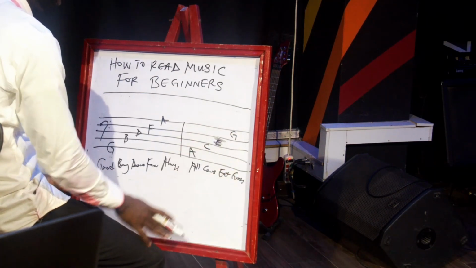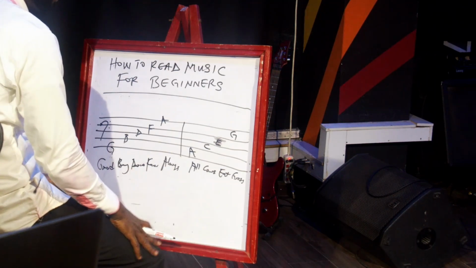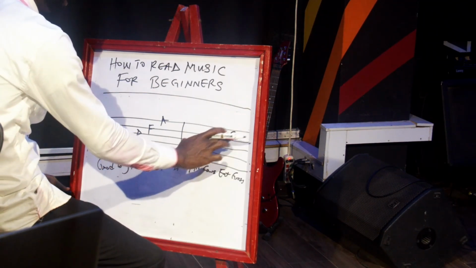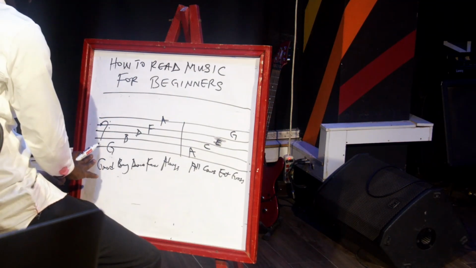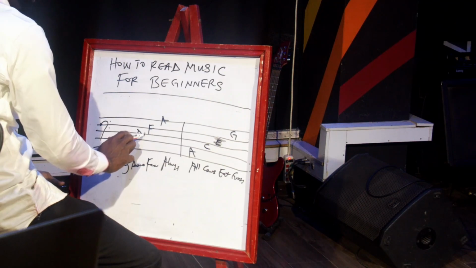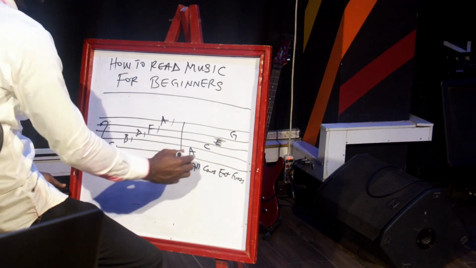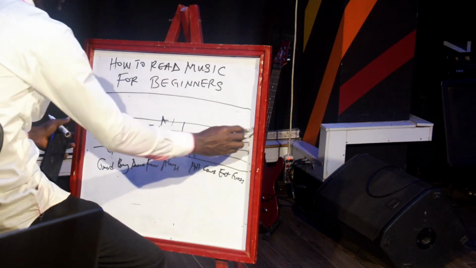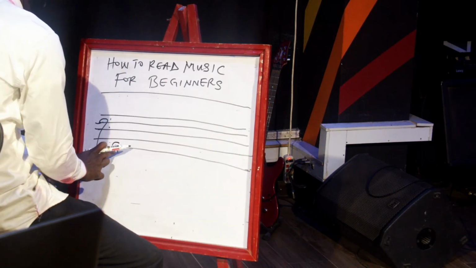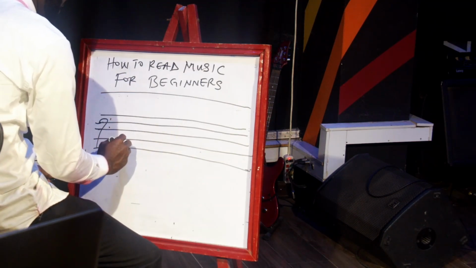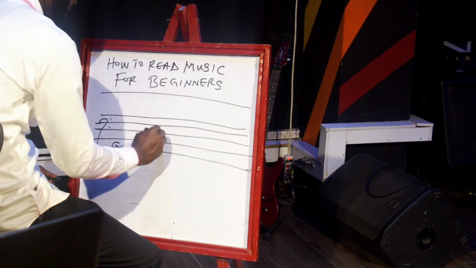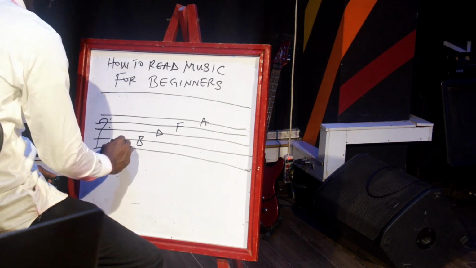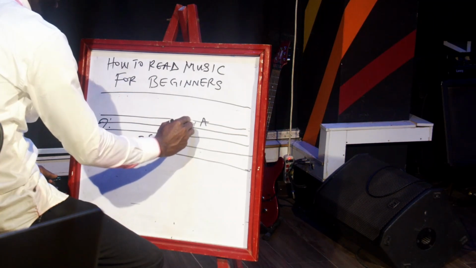So this is one way you can use this acronym to remind yourself to name the spaces of the bass clef. All cows eat grass. While for the lines we have good boy deserve favor always, and for the spaces all cows eat grass. Now let's put them all together. So this is letter G, right? Good boy deserve favor always. Letter G, good boy deserve favor always. So then in the spaces we have all cows eat grass.